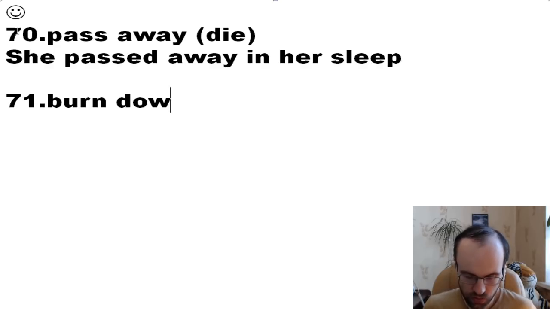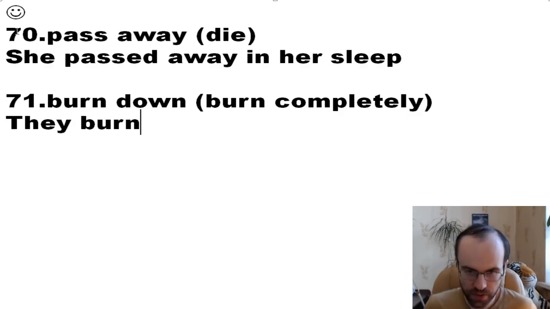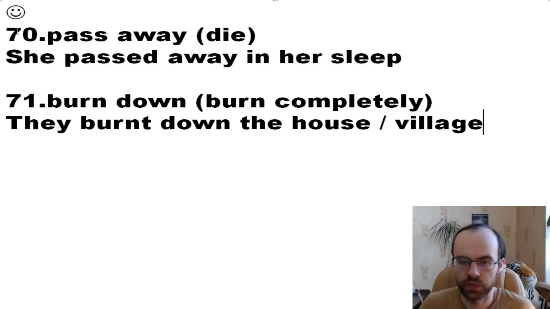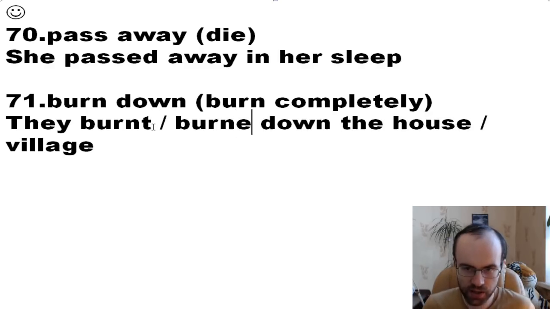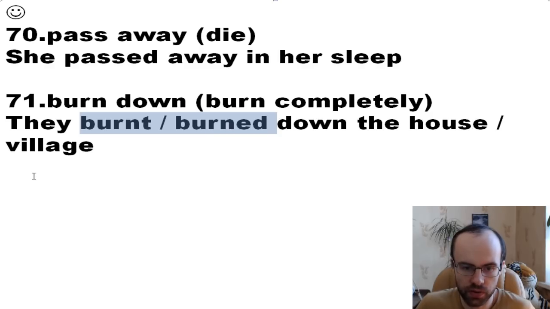Burn down. Burn something completely. They burned down the house. Or they burned down the village. They burned it completely. You know that burned can be a regular verb, and it's also possible to spell it this way, burnt. It's like learn. You remember learned or learnt. Burned or burnt. It's also possible.